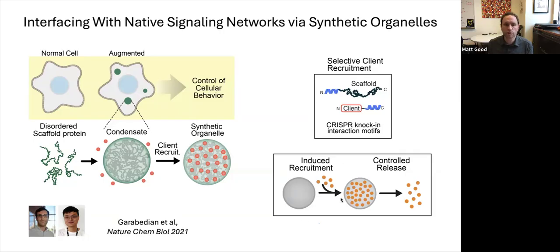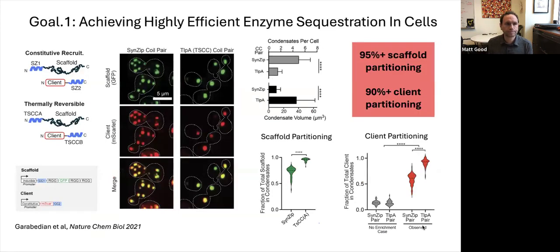Can we get this inducible recruitment and sequestration? We tried to build an insulator, which is what I'll tell you about, and then dynamically control the release. So really to use these as a dynamic switch. So for this study, our goal was essentially to take a simplified model cell system, in this case budding yeast, and to optimize scaffold and coil to achieve selective partitioning or sequestration of the target into the organelle.